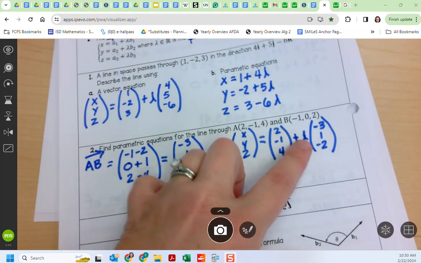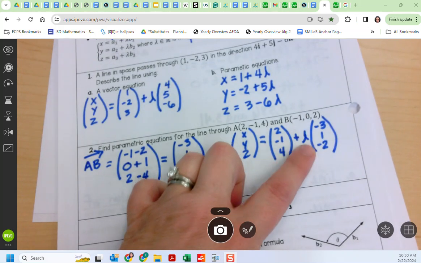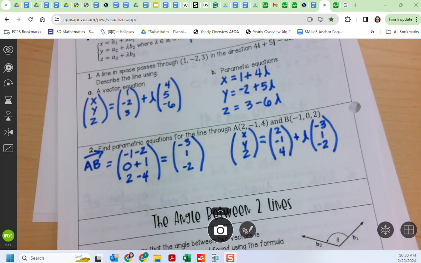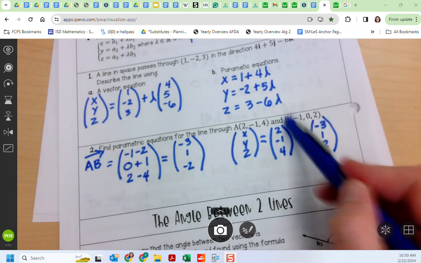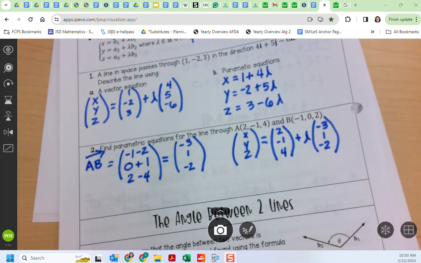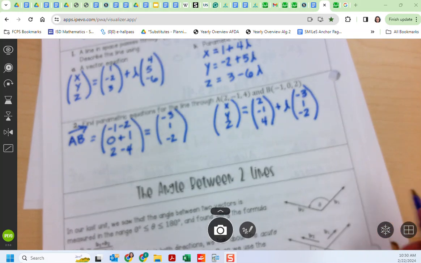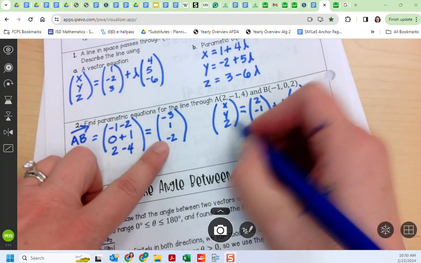Now it doesn't say the parameter's time here, and it doesn't have to be time, but that's the most common parameter that you use in parametric equations. Yes? Did we not use the other equation? The other point, B? No, like, it says parametric. Oh yeah, we haven't written those yet, right? So we still have to do that. So yes, we haven't finished the problem.